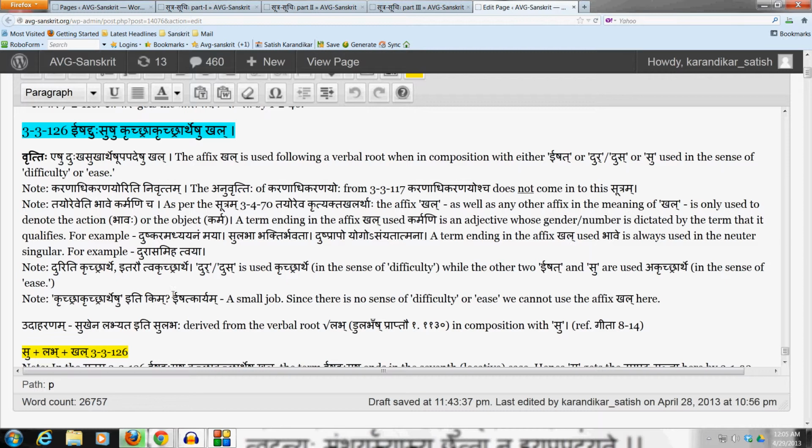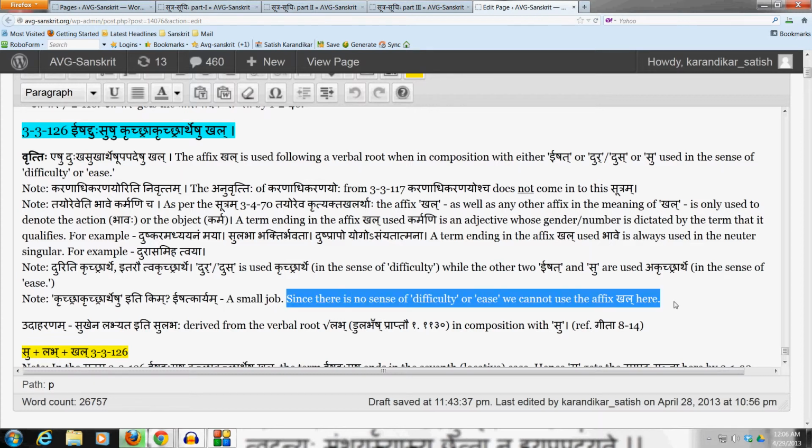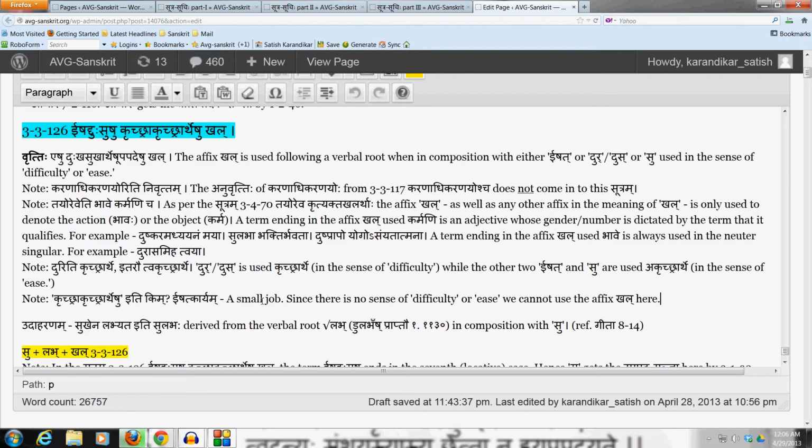Okay, one more note here is that why does Panini say krichrartheshu? Because consider the example ishat karyam, a small job. Ishat here means small, little. It's not in the sense of ease. It just says the job is small. It doesn't say it's easy or difficult to do. So there's no sense of difficulty or ease, so we cannot use the affix khal here. Okay, let's take an example from the Bhagavad Gita.